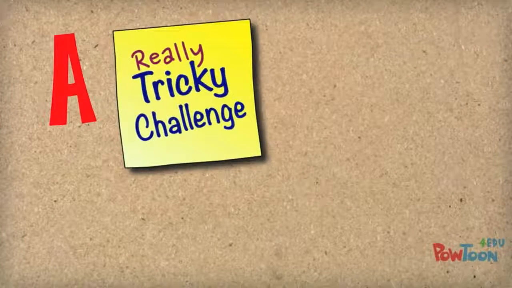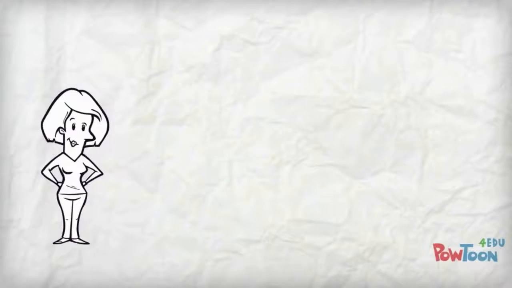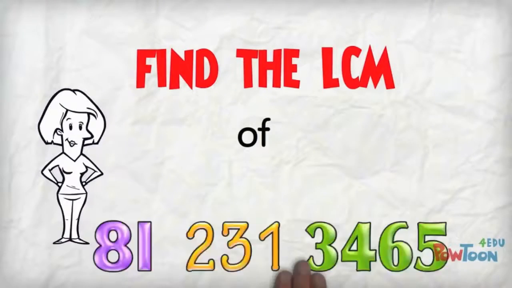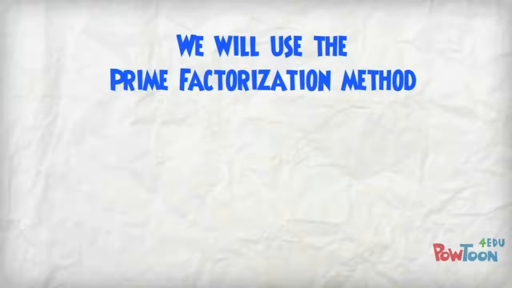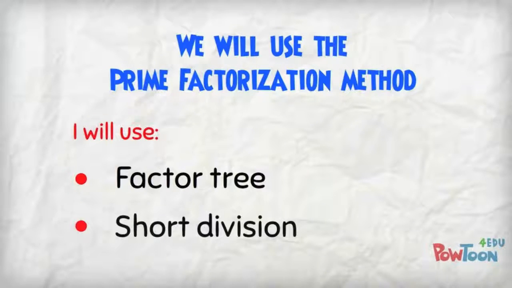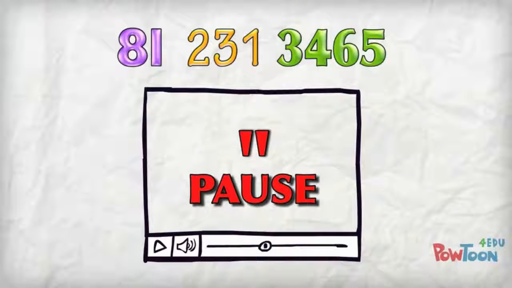Here's a really tricky challenge in LCM. In this video, we'll find the LCM of these three numbers. I'll use the prime factorisation method to get the LCM. I'll use a factor tree and short division. Hit pause now and give this a go for yourself. When you're ready, click play to see my solution.